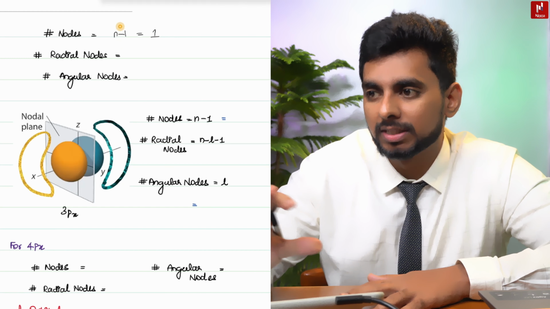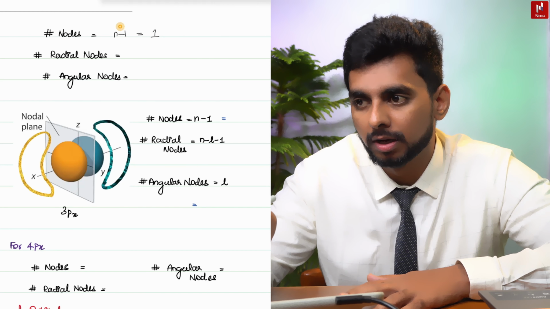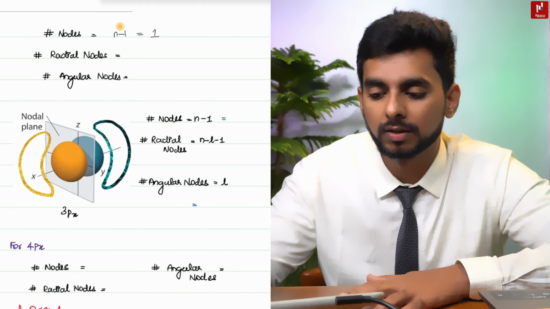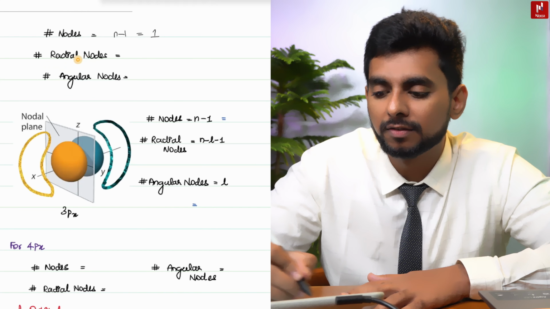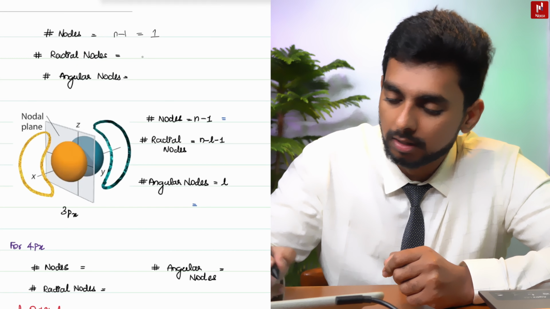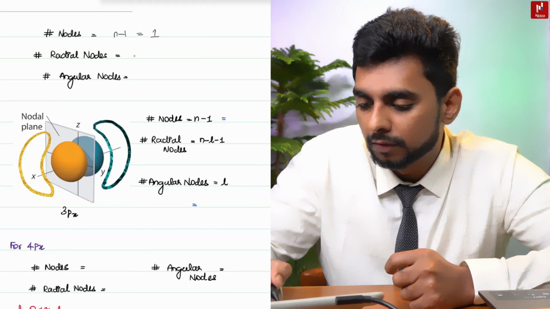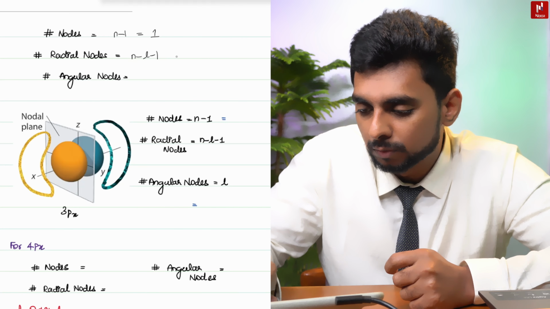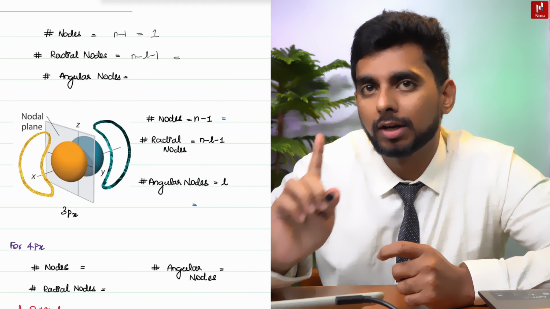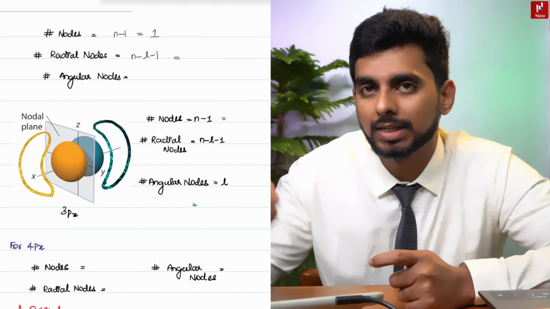I'm not dealing with the subshell, I'm just dealing with the p orbital, so I'll have to consider only one orbital. When I take only one 2p orbital, one node is possible. The general formula to find the radial node will be n minus l minus 1. I know here I do not have any radial node. Only one node was possible, and that was the angular node, or I'll call it the nodal plane.